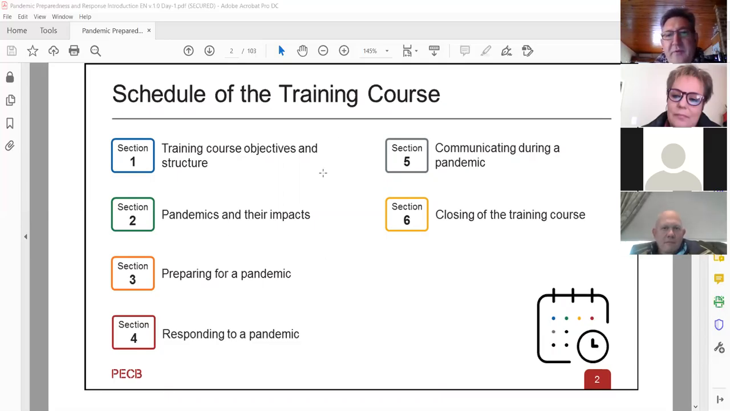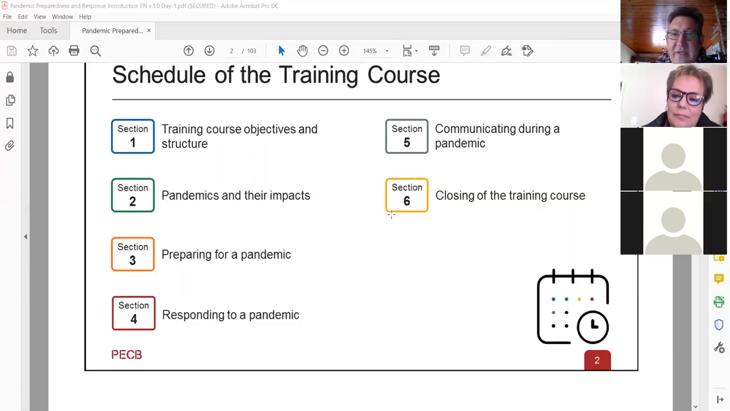So the schedule for the training course is firstly section one, the training course objectives and structure. Section two will be pandemic and the impact. Section three is preparing for a pandemic. Section four is responding to a pandemic. Five is communicating during a pandemic. And six, closing of the training course itself.